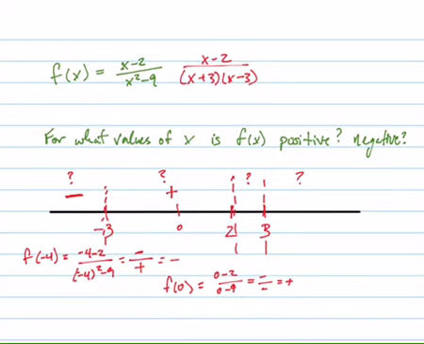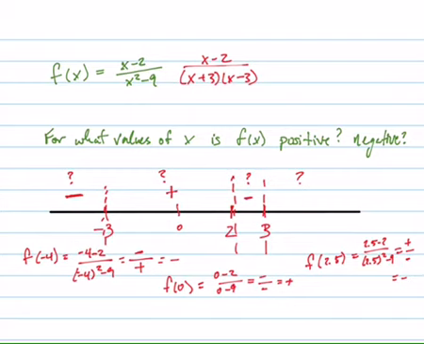Now let's find between 2 and 3. That's a little harder because we're going to have to plug in something like 2.5, a number that's right in between them. So that equals (2.5 minus 2) over (2.5 squared minus 9). 2.5 minus 2 is a positive number. 2.5 squared is 6.25, minus 9 is a negative number. Positive divided by negative is a negative. So over here it's a negative.